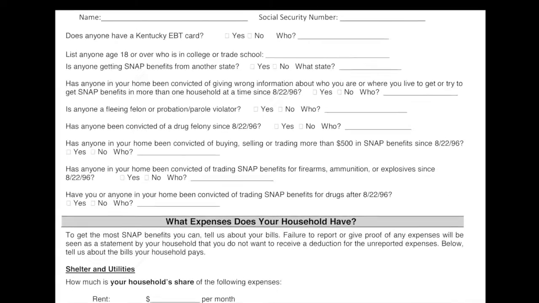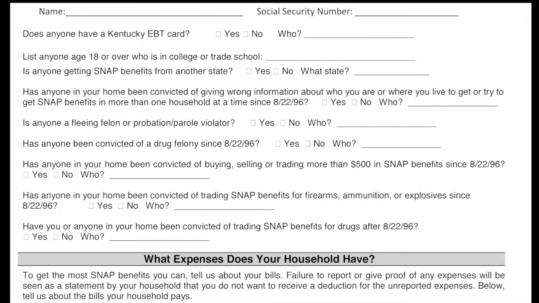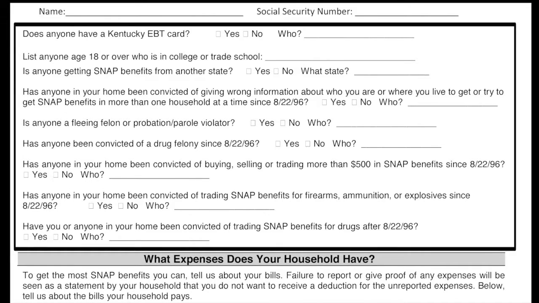These next set of questions on page 4 can be a little difficult to ask people you have never met before, but you are going to have to ask them. The first question in this section asks if anyone in the home has a Kentucky EBT card. EBT stands for Electronic Benefit Transfer. The EBT card is the card used to purchase groceries. In Kentucky, it looks like a credit card and has an American flag on the front.